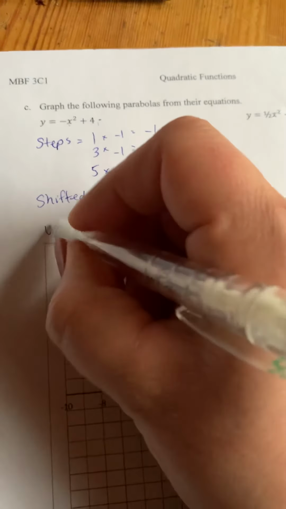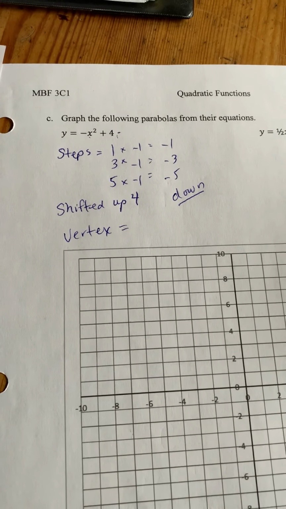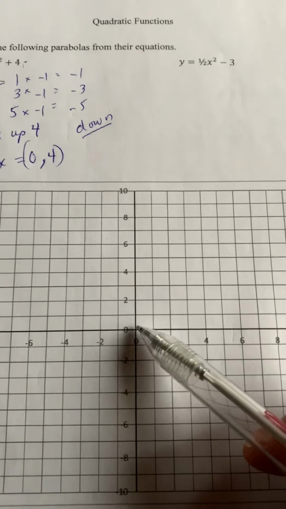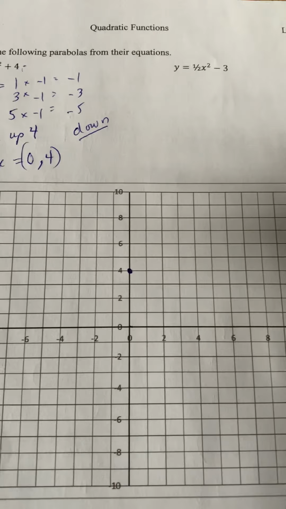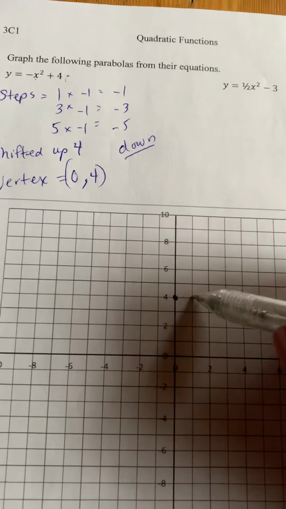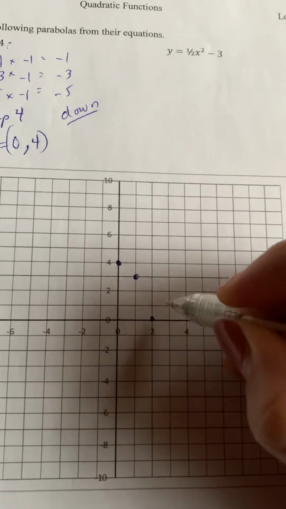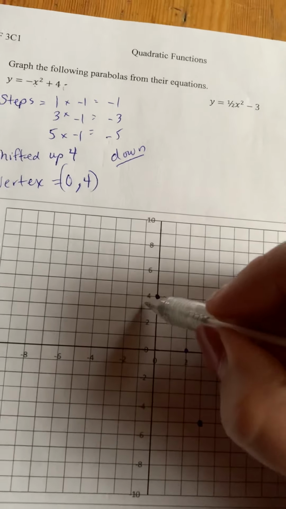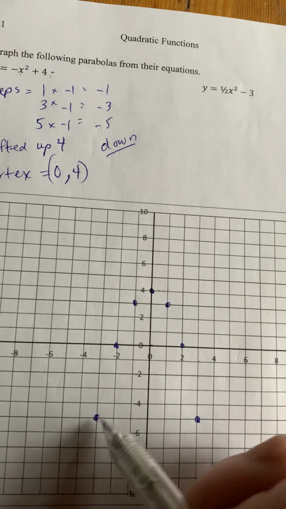So my vertex was going to be at 0, 0. My new vertex is actually going to be 0, 4. So that is my starting point: my x is 0, my y is 4. I put my vertex. From there, I am moving over 1, down 1. Over 1, down 3. Over 1, down 5. I'm going to repeat this pattern so it is mirrored on the other side.